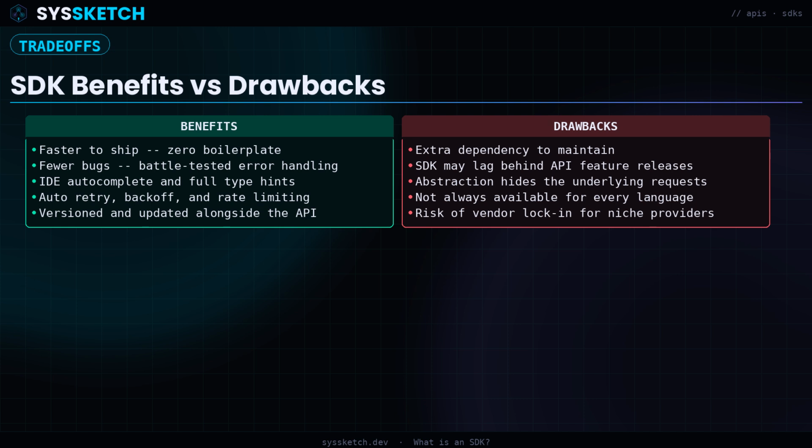The SDK is the fastest path from reading the API documentation to having working code running in your language of choice. SDKs have real benefits and real drawbacks, and you should understand both before you reach for one. On the benefit side, you ship faster because there is zero boilerplate. You get fewer bugs because error handling and retry logic are already battle-tested. Your IDE gives you full autocomplete and type hints, and the SDK is versioned and updated alongside the API, so breaking changes are signaled explicitly rather than discovered in production.